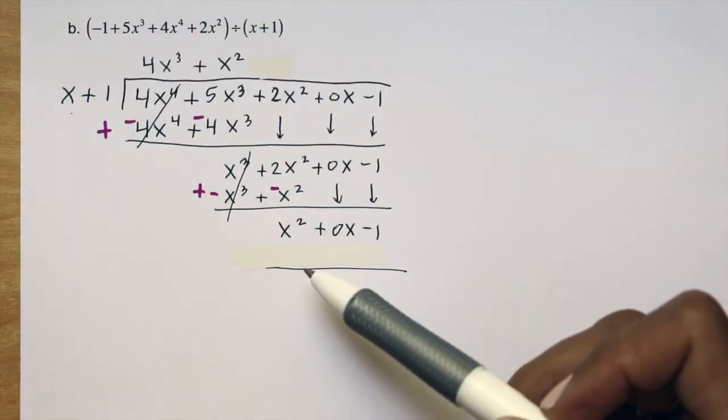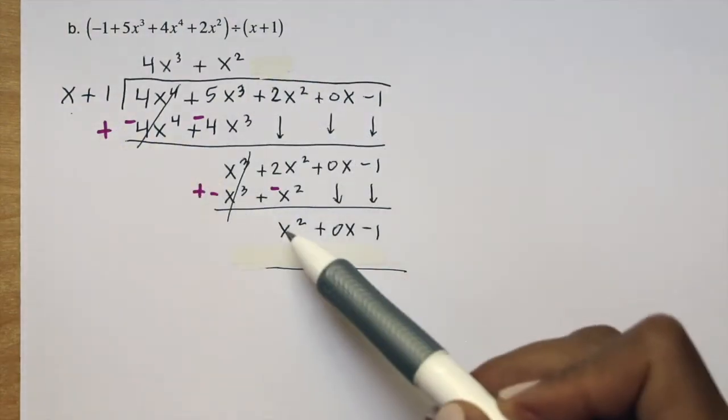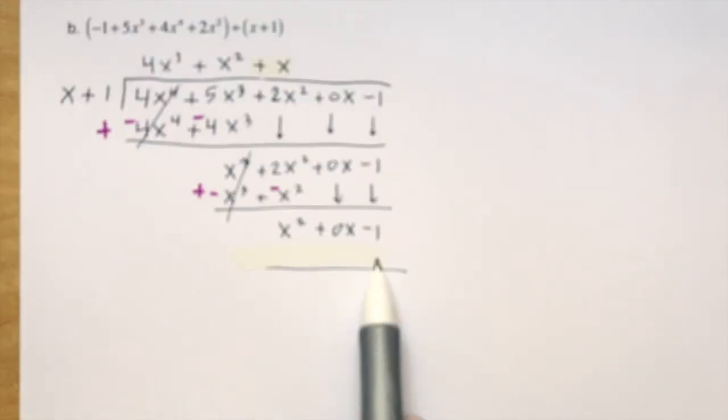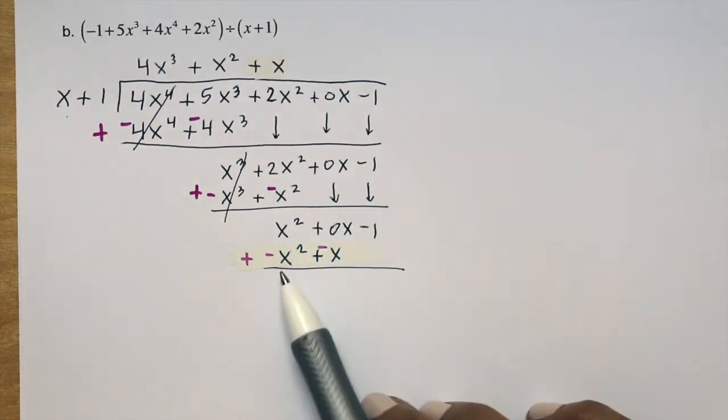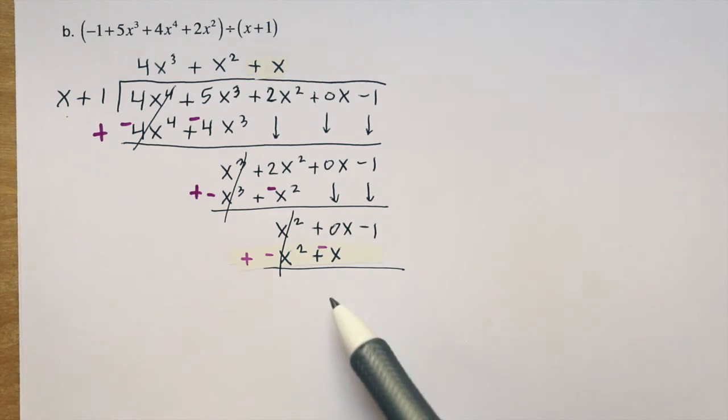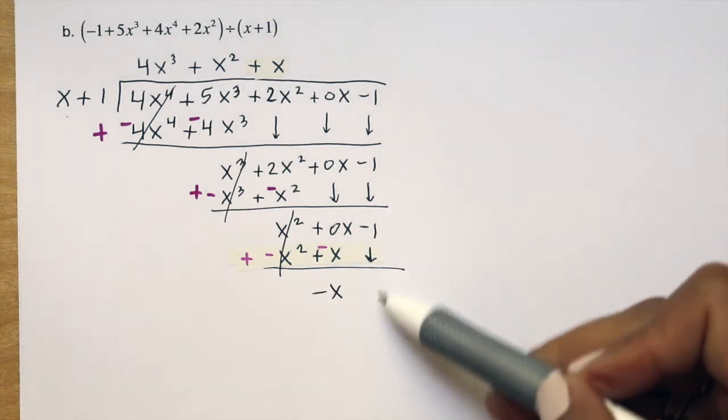So now we're going to start the process again. We're going to say what times x makes this first term. We're going to take this x and multiply it to these terms and write it down here. And now we're going to add their opposites. So these terms right here cancel out. 0x plus negative x is going to make negative x. And drop down this negative 1.